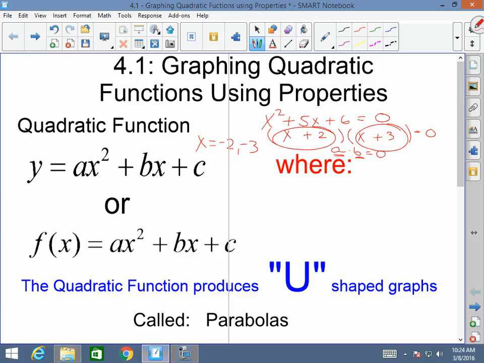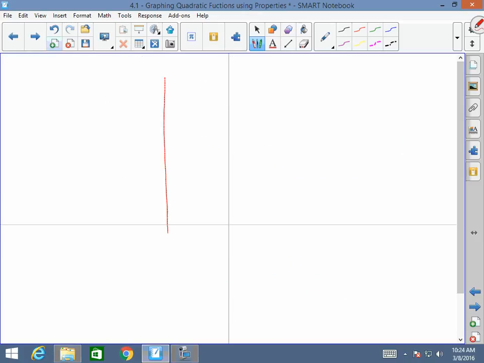Does anyone remember what this negative 2 and this negative 3 represent? Yes, sir. The points on the graph. Yes, those points, but those points are called, someone said it? The x-intercepts. Guys, basically what happened here is my solutions were negative 2 and negative 3. We're going to learn how I know this in a second, but this is an upward facing parabola.